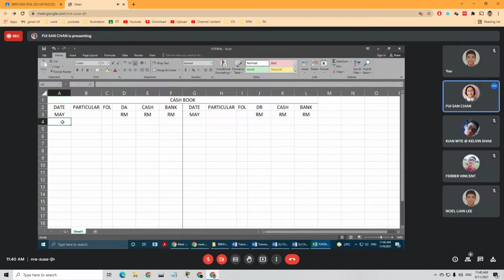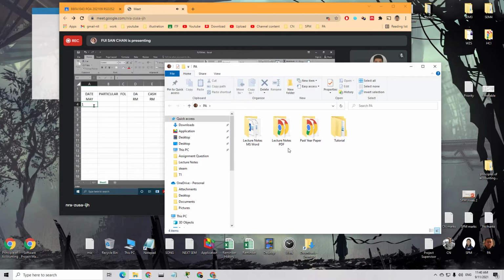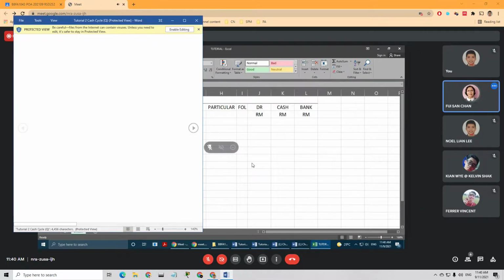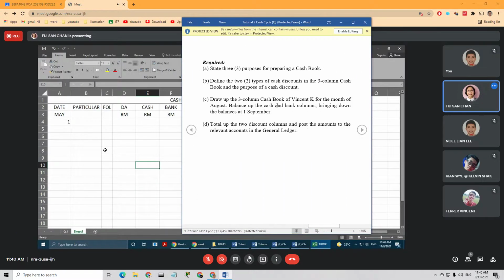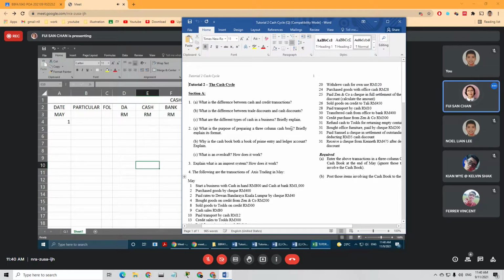What is your double entry? Double entry means what to debit, what to credit. Can you tell me? I'm going to ask you for every single one so that you are familiar. So for this May 1st, what is your double entry? What to debit, what to credit?